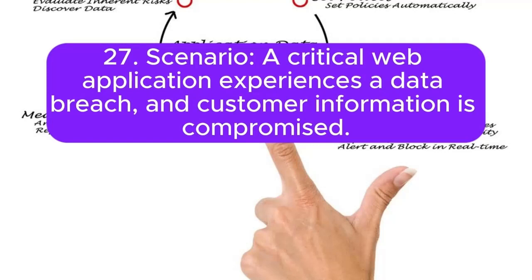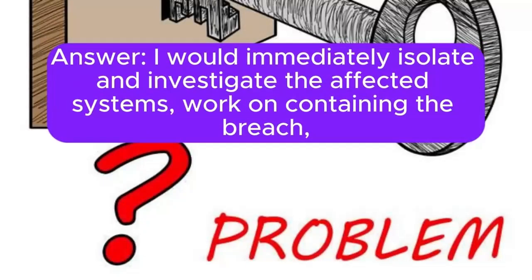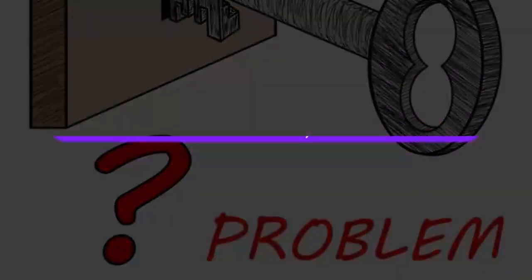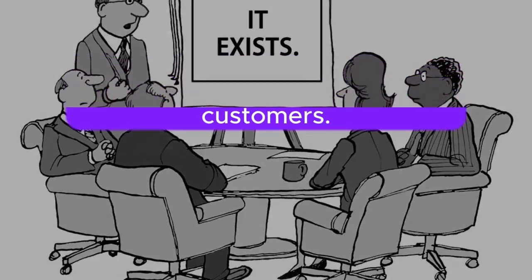27. Scenario: A critical web application experiences a data breach, and customer information is compromised. How would you respond to this incident and communicate with affected parties? Answer: I would immediately isolate and investigate the affected systems, work on containing the breach, and notify relevant stakeholders, including legal, PR, and affected customers.